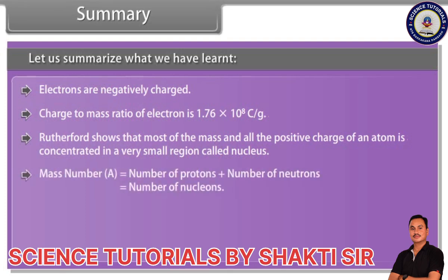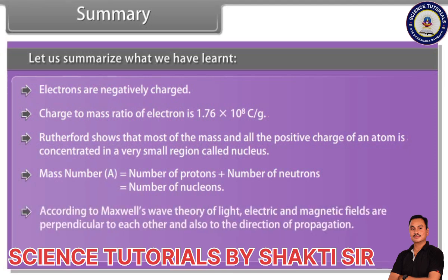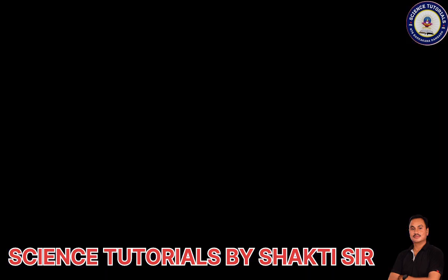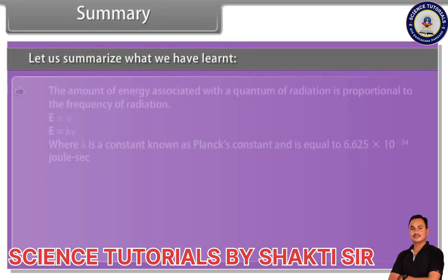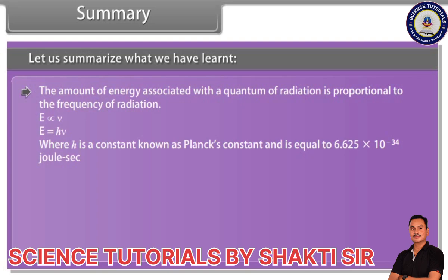Mass number A is equal to number of protons plus number of neutrons, which is equal to number of nucleons. According to Maxwell's wave theory of light, electric and magnetic fields are perpendicular to each other and also to the direction of propagation. An ideal black body is a perfect absorber and perfect emitter of radiation. The amount of energy associated with the quantum of radiation is proportional to the frequency of radiation, where h is a constant known as Planck's constant and is equal to 6.625 × 10^-34 joule second.